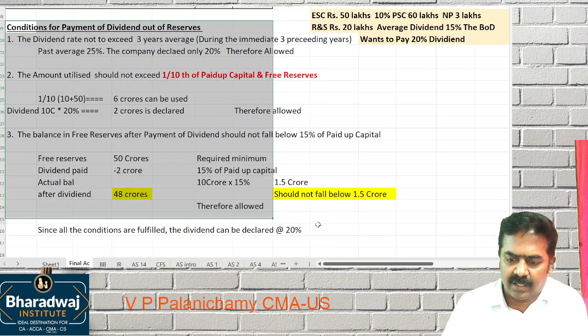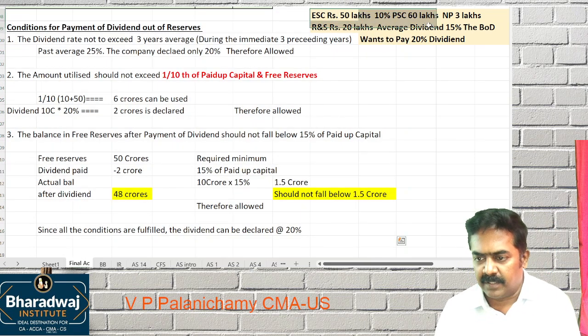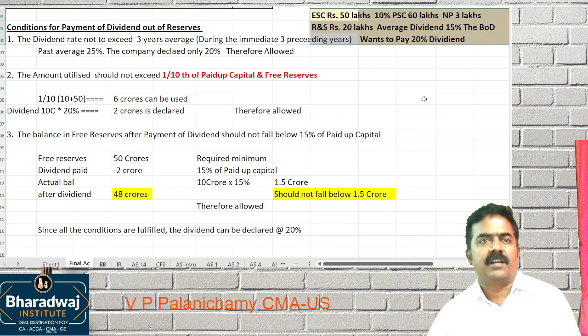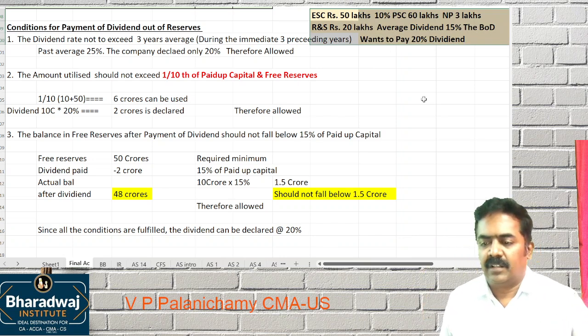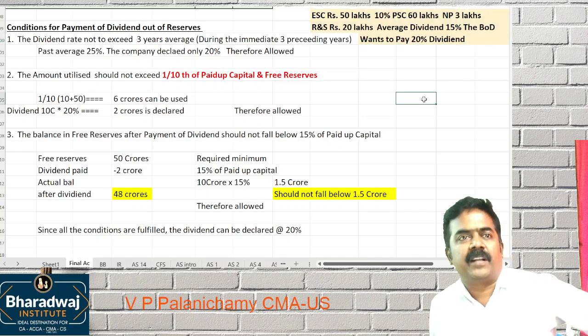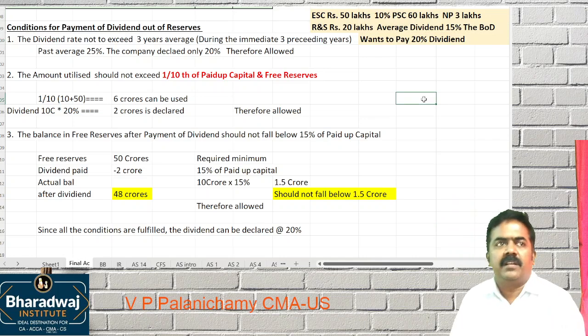So these are the three conditions for the handout question you have taken. Now I request you to copy this data. Try to apply the three conditions. You tell me how much dividend can be declared by the company. So the question will be how much dividend can be paid and what is the rate of dividend to equity shareholders?